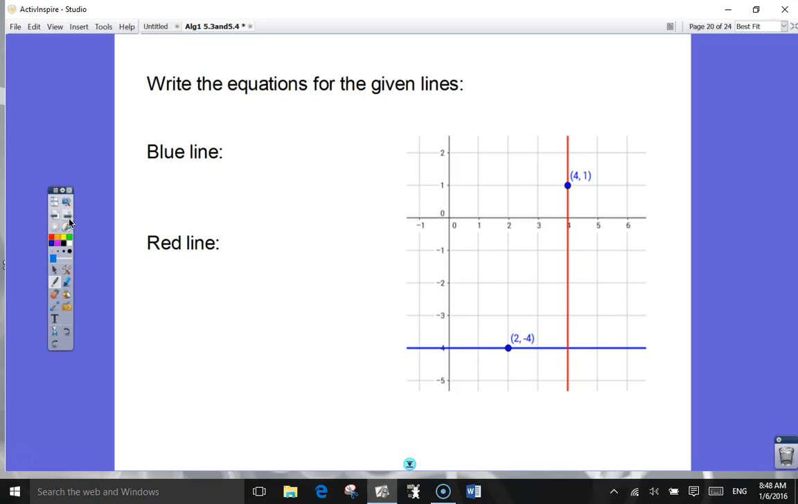Remember, horizontal and vertical lines are x equals a number and y equals a number. You just have to figure out which one is the x equals and which one is the y equals. Agree?